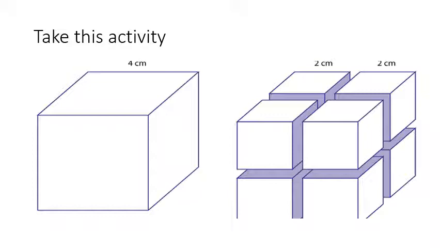Take this activity before entering into subject. In this activity, on the left hand side, I have shown one big cube, a cube of dimension 4 by 4 by 4. On the right hand side, there are certain small cubes. As a matter of fact, these cubes are obtained by the left hand side cube. Now these cubes are having dimension 2 by 2 by 2.